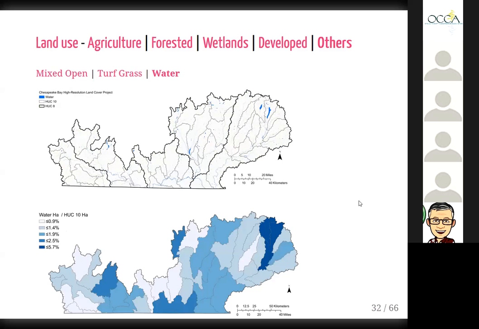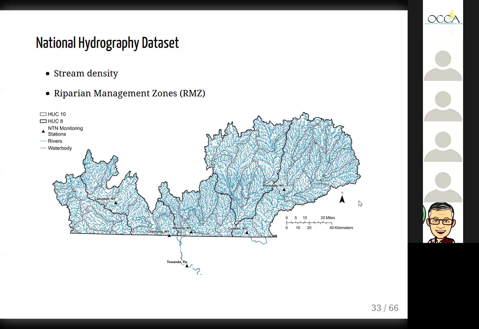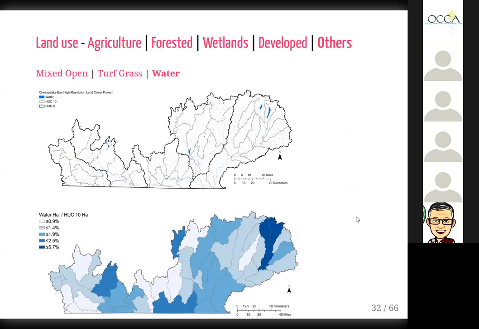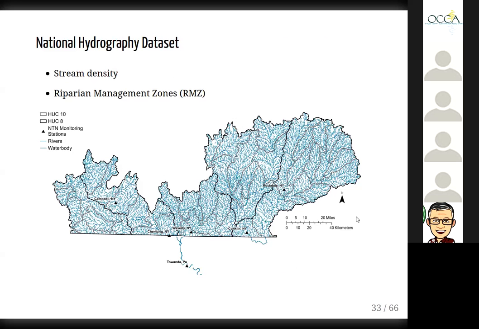And then this is the water. So this kind of gets an idea of where like the reservoirs and lakes are, and then the wider sections of the stream. And again, you can see how fine that scale is. So the National Hydrography Dataset we use to determine the stream density and the riparian management zones. This is just an image. You can see comparing that to the image before, now you can see where every stream is in the watershed.